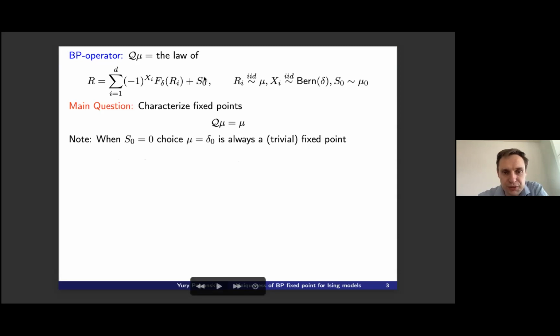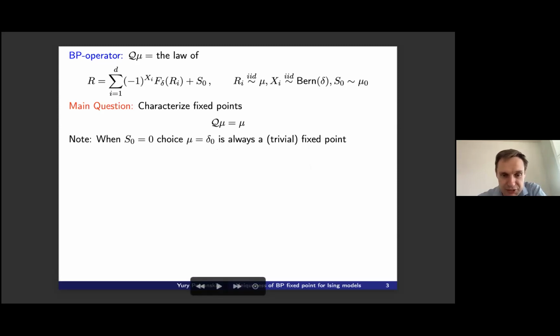So first of all, let us notice a simple observation. If there is no survey, if this term is not present, then because you remember f delta was an odd function, if you set all r_i's to be zero, and the sum of zeros is zero, the distribution which is a delta function centered at zero is always a fixed point in that case. So there's one fixed point which everybody can guess right away, and we call it the trivial fixed point. That's not an interesting fixed point.